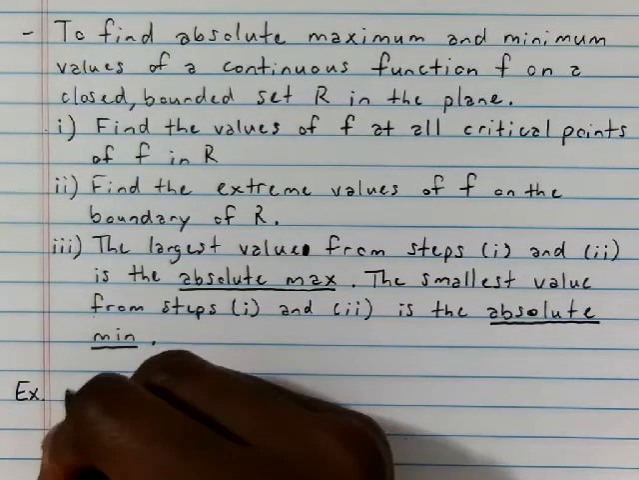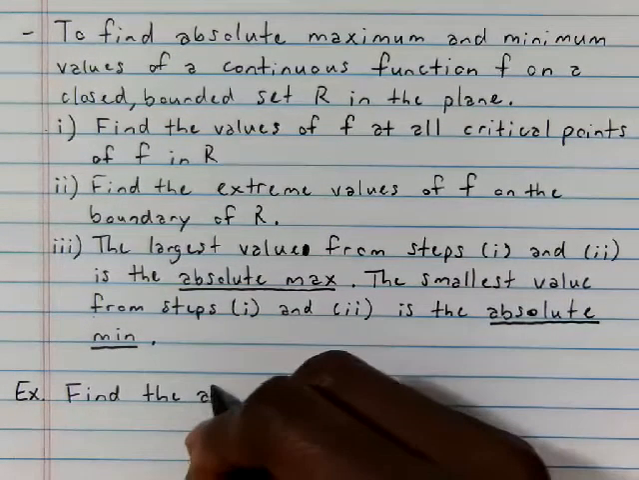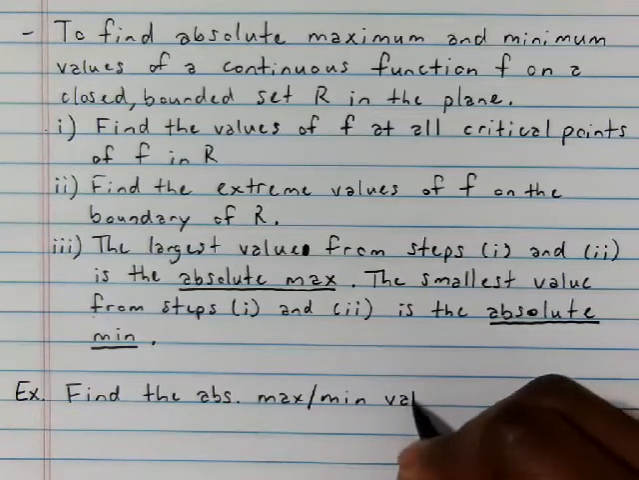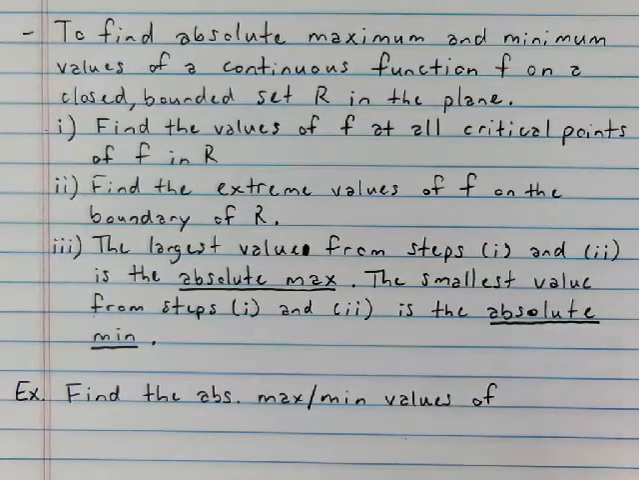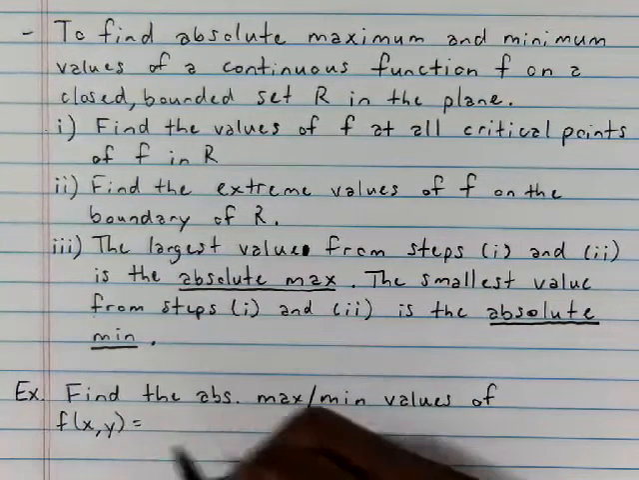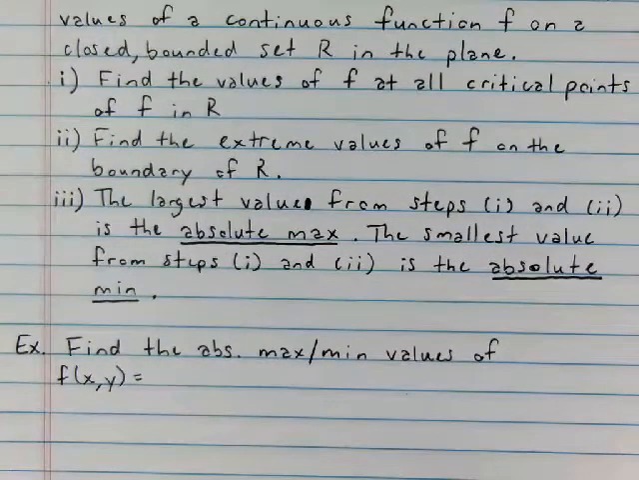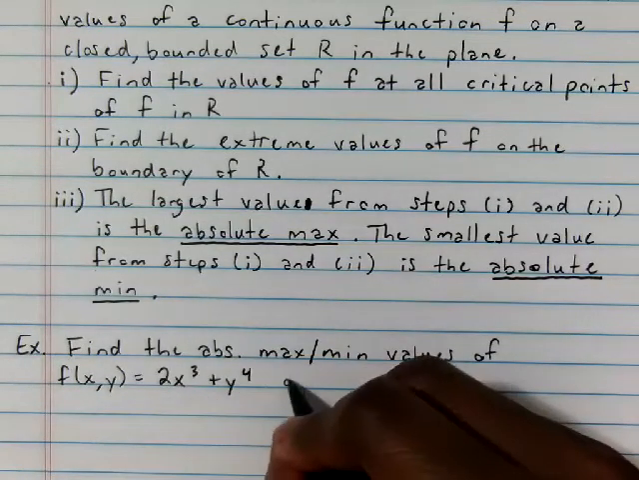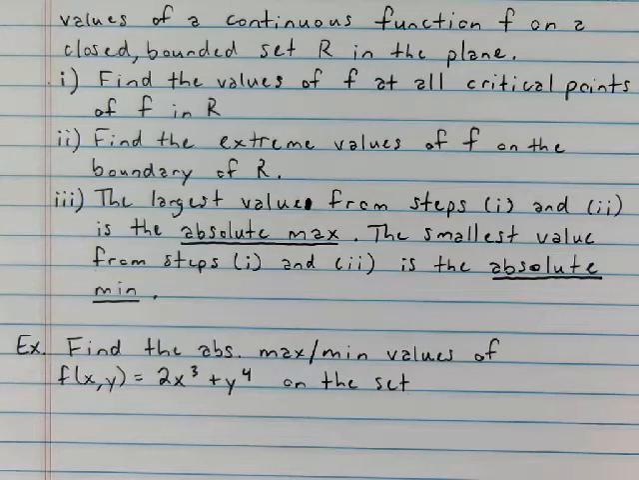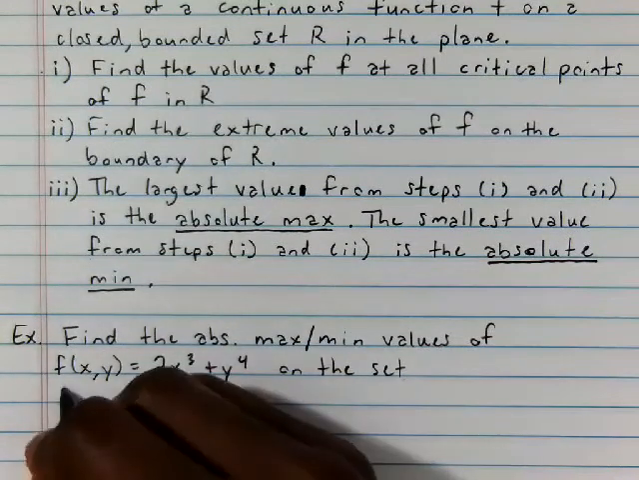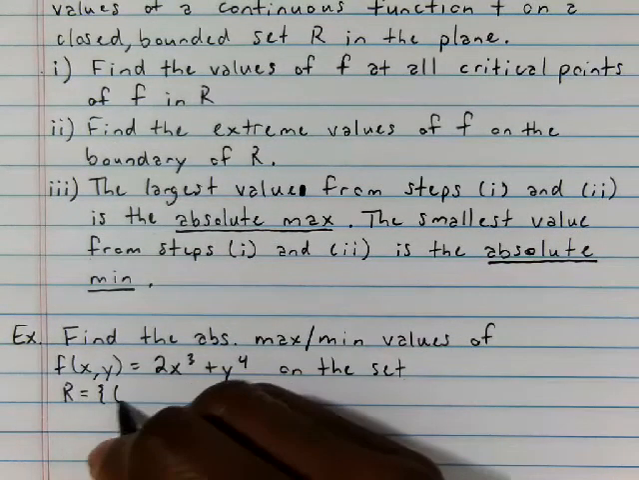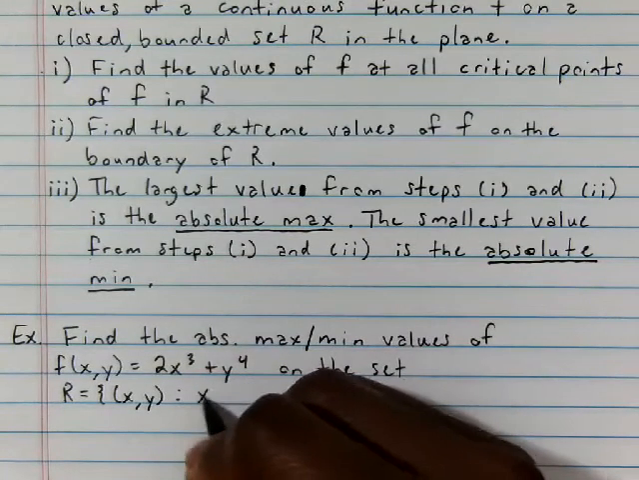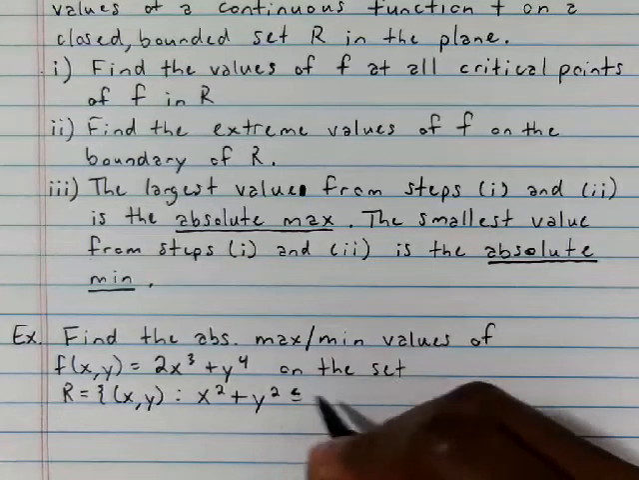So example, find the absolute max/min values of f of x, y equals 2x cubed plus y to the fourth on the set R equals the set of points x, y such that x squared plus y squared is less than or equal to 1.